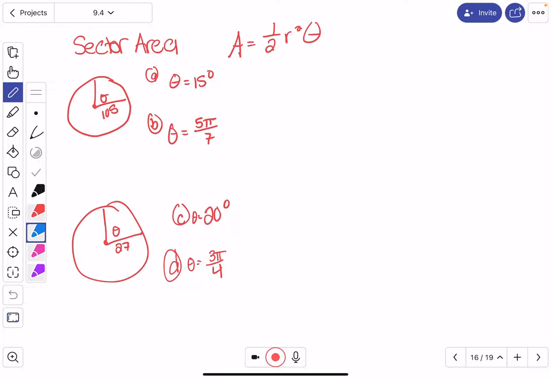All right, now we're going to look at sector area. So the sector is this whole chunk of the circle. So if we want the area of that, we use this formula. Again, it has to be in radians.